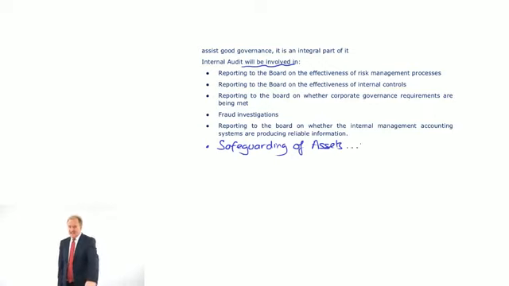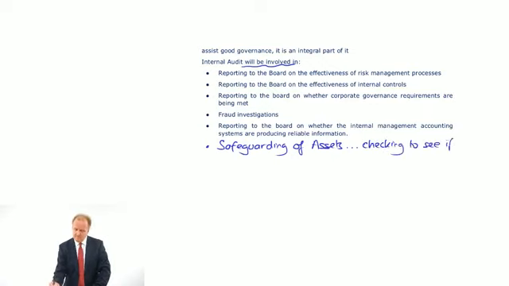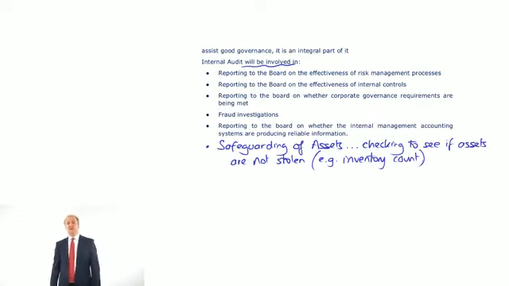Companies need to know that their assets are safe. So another thing that internal audit may well be asked to do is go around the company and make sure the assets are still there. One example of that is, of course, a stock take or inventory count. And I'd expect internal auditors to be turning up to that event, partly to make sure it's running properly, and partly so they can satisfy themselves that inventory is not being stolen.